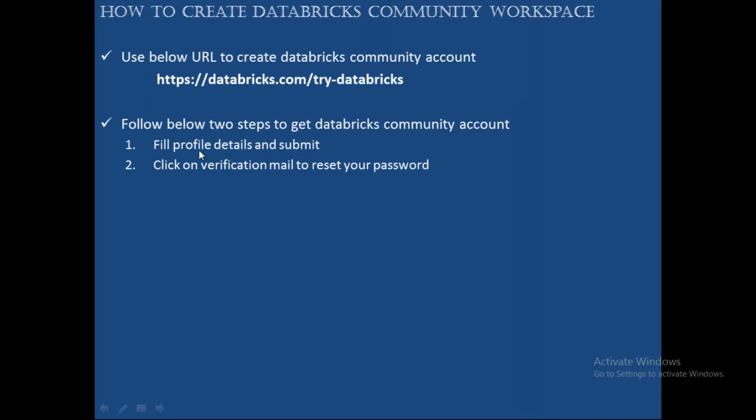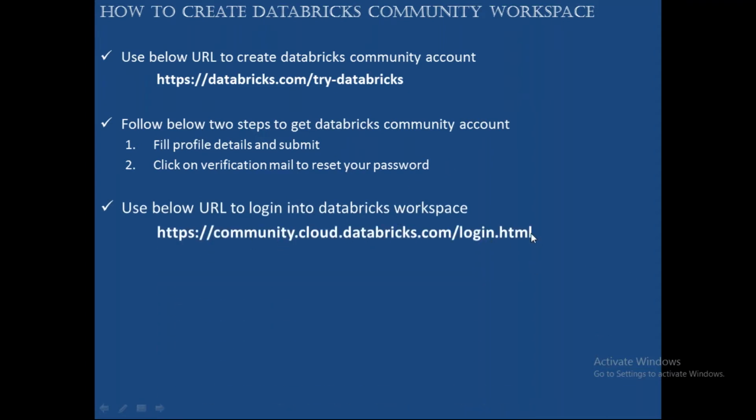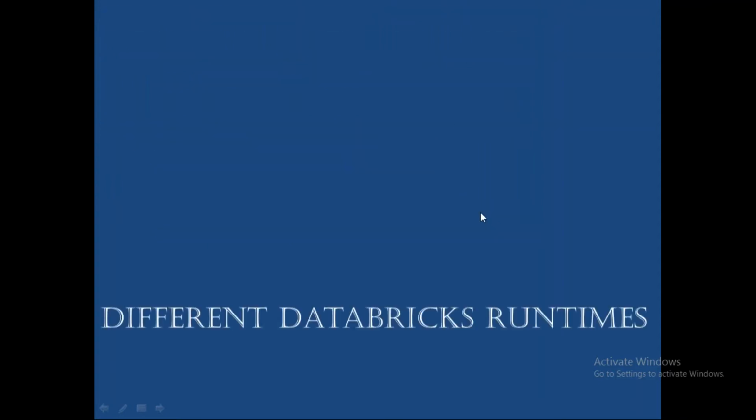So once you have given those five details, you already mentioned one mail ID in this first step. To that particular mail ID, we will get a verification mail. So we need to click on the verification mail. Once you click on it, you will be able to reset your password. Here you have entered the mail ID. In second step, you are resetting your password with the help of the mail ID which you have typed in step one, and whatever password you have reset in second step, these two you need to use to log in into the Databricks community. If you want to log in, you need to use this particular URL. Okay, so we will try all these things practically in today's session. Next.